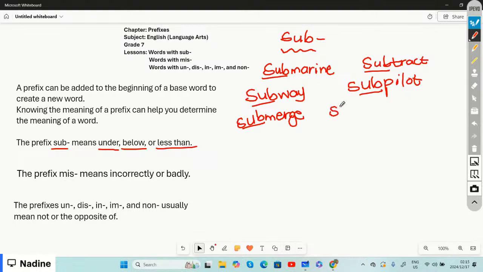Even substitute. Let's say, for example, your teacher either falls ill for a long period of time, or your teacher goes on maternity leave because she's about to have a baby, right? So now we'll have the substitute teacher come in class. She's not the main teacher, but she's standing in for your teacher.